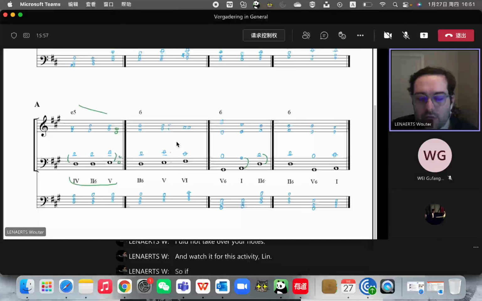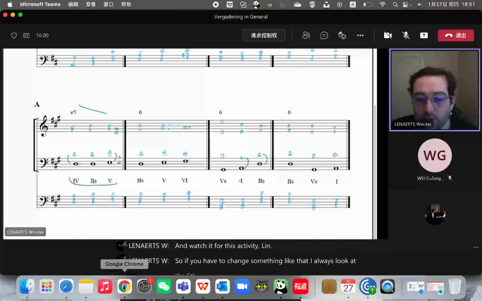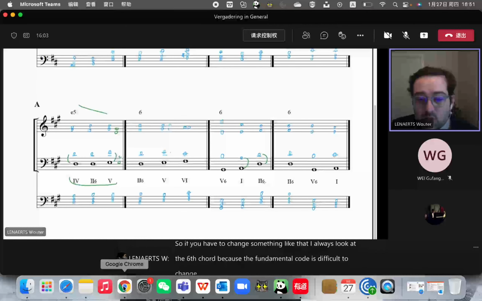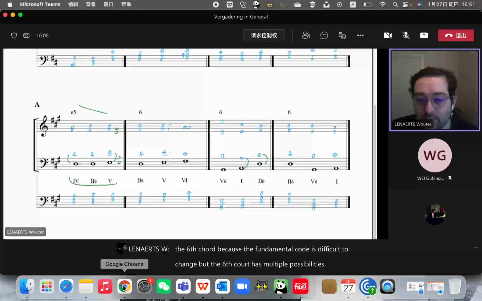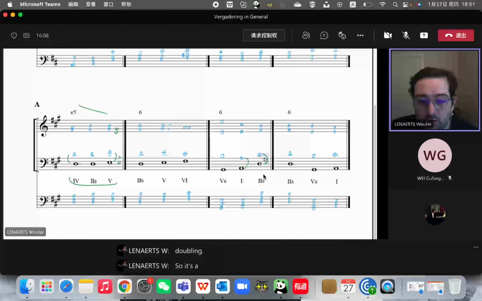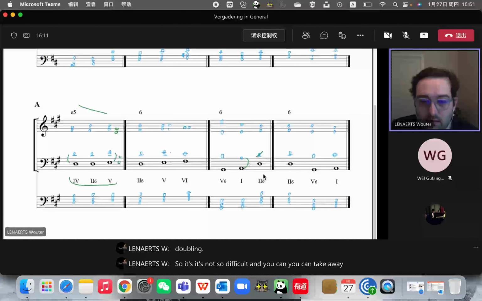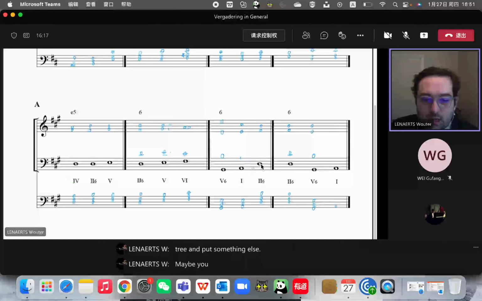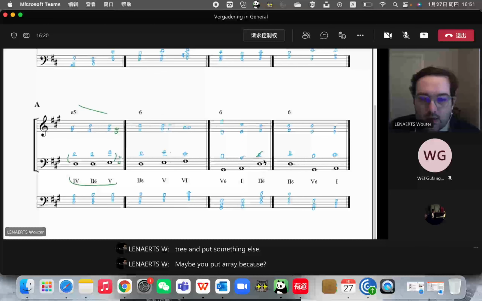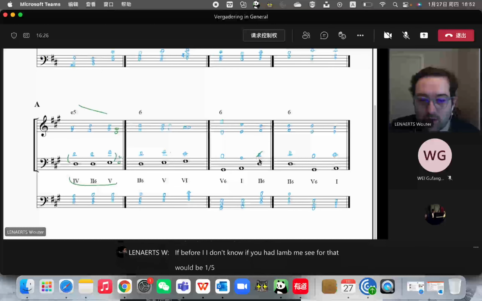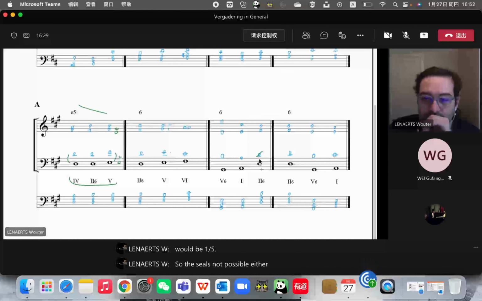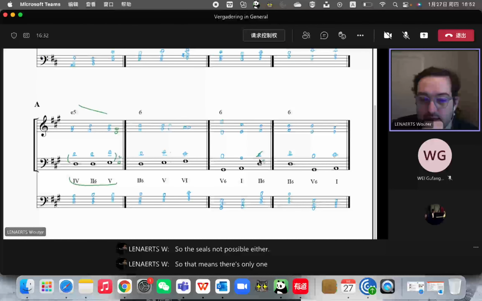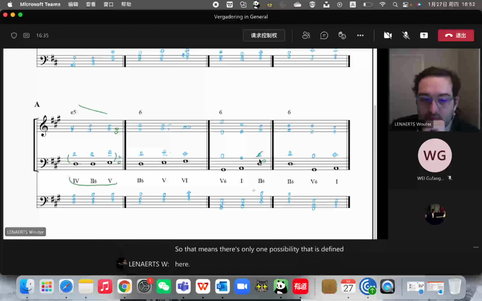So if you have to change something like that, always look at the sixth chord, because the fundamental chord is difficult to change. But the sixth chord has multiple possibilities for doubling. So it's not so difficult, and you can take away the re and put something else. Maybe you put the re because if before, I don't know if you had fa, la fa, mi, si, si fa, that would be a fifth. So the C is not possible either. So that means there's only one possibility, that is the fa here. Yes. Makes sense?